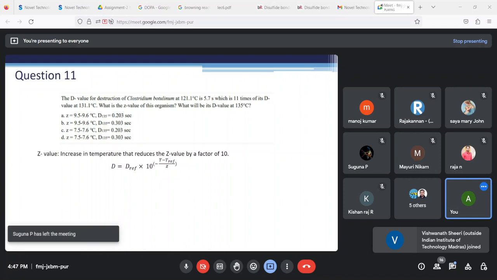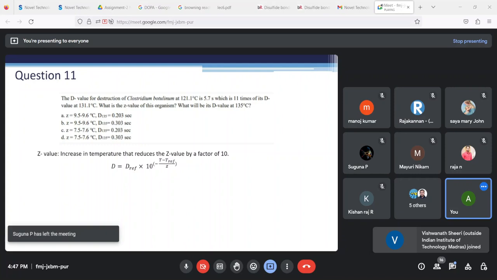I have to increase it by 20 degrees or 30 degrees to kill the microorganisms, which means that the higher the Z value, the higher the resistance for the microorganisms. So Z value is an indicator for the thermal resistance of microorganisms. Higher the Z value, higher the resistance of microorganisms.